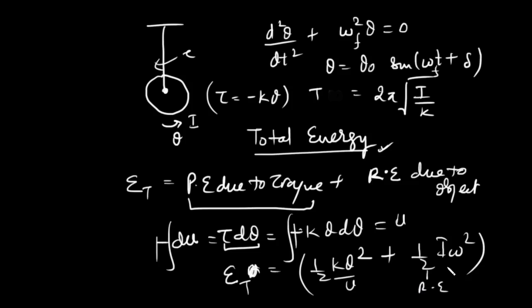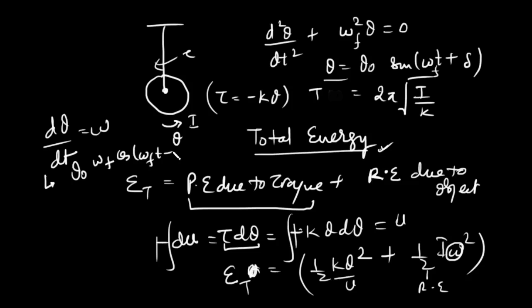Now let us find out. You see, this omega is not to be confused with this, because this is the angular velocity. So what is the angular velocity? Since the angular displacement is this, we can just differentiate this. This would be d theta by dt. That's why I've written omega f to separate it from omega. What will be d theta by dt? This would be theta naught omega f cos of omega f t plus del. All right, this would be the omega.